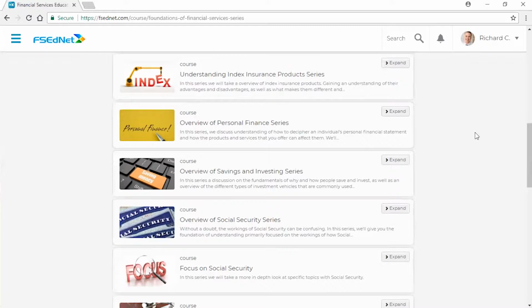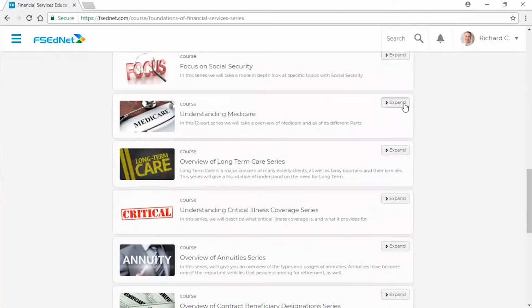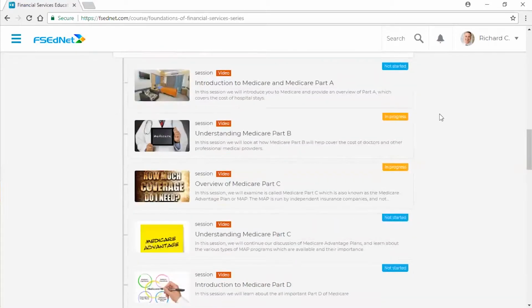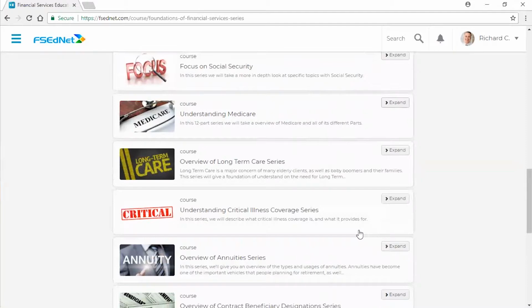Next, we will take a deep look into Social Security, primarily focusing in on the retirement benefits, but covering most areas. We will gain great insights into Medicare, its different parts, and the consumer's choices in how to supplement it. We will learn about long-term care, critical illness coverage.